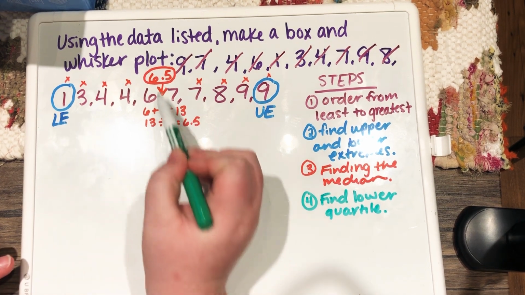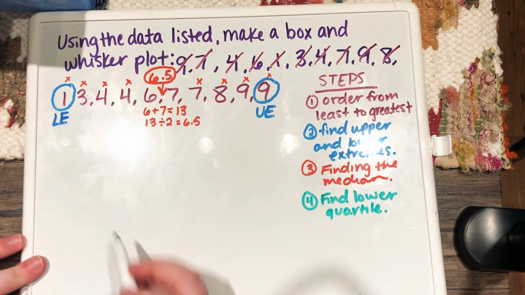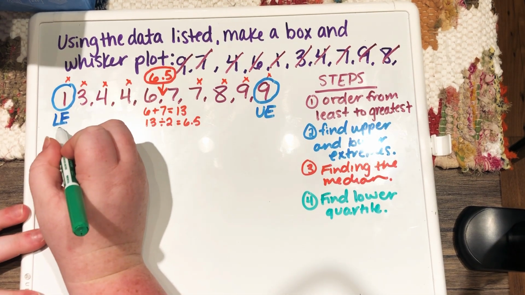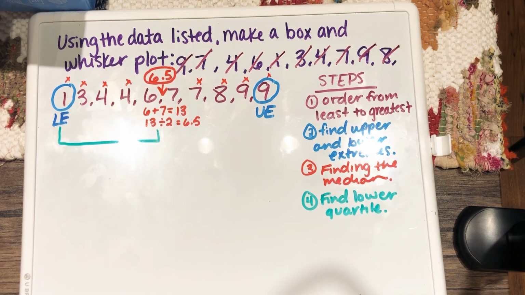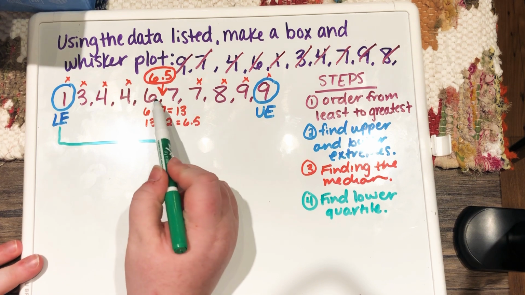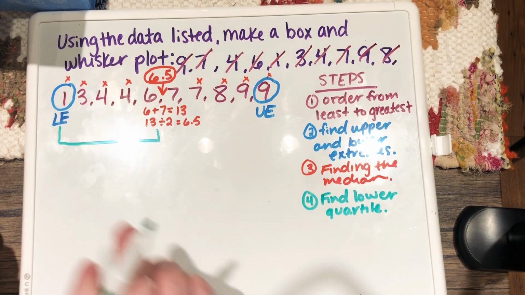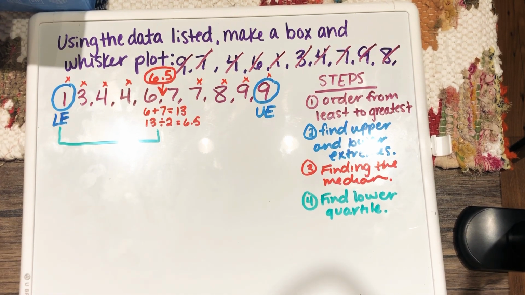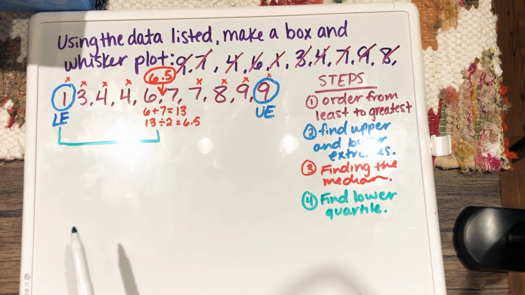So this is the lower half and this is our upper half. We're looking for the lower quartile first, so we're going to find the median of these numbers, okay? We're only dealing with the numbers less than the median. You do not include the median of the entire data set when you're looking for your lower quartile, okay? So we're dealing from 1 to 6. We're not going to include 6.5.